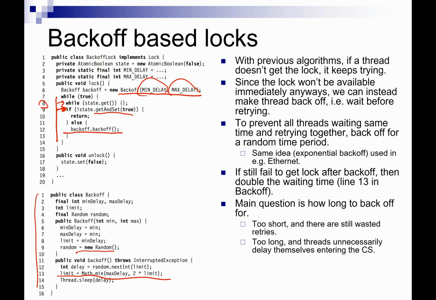In fact, in these algorithms, you don't know how many other threads are competing with you. The only thing you know is that I did this get and set, and I didn't get it. That means somebody's competing with me, but I have no idea how many people are competing with me. So I really have no great way of setting this back off period. In fact, people are still researching how to find the best back off policy. There are many different ways of doing this.